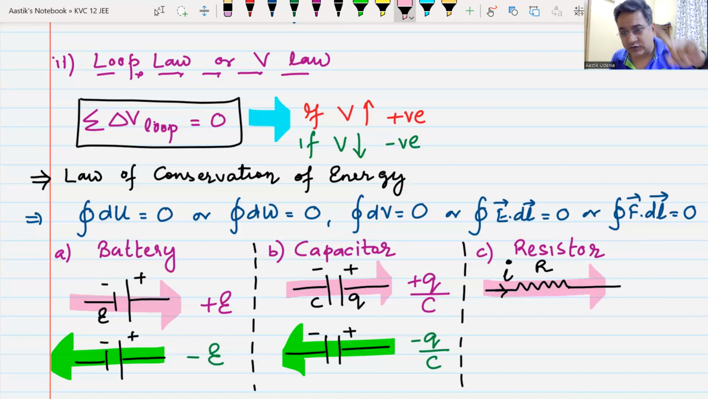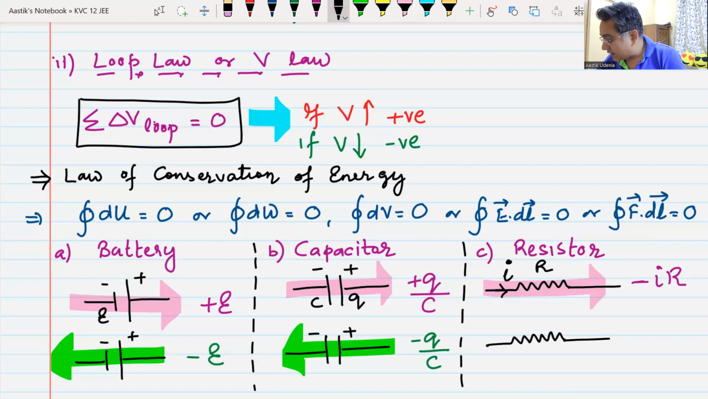That means current also flows from higher potential to lower potential. So if I'm moving from higher to lower, this will be taken as negative. And the only formula that you are going to study in the chapter of current is V is equal to IR. So it will be taken as minus I into R in the case of a resistance, if you are flowing in the direction of current.